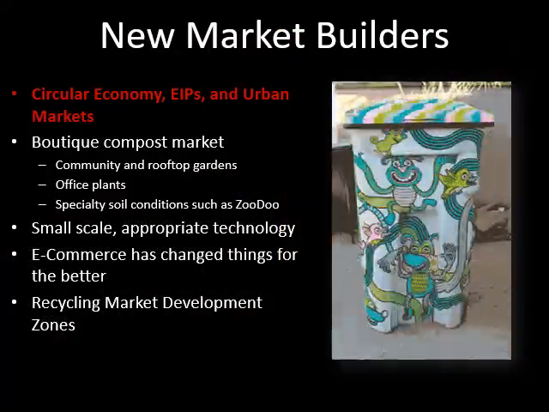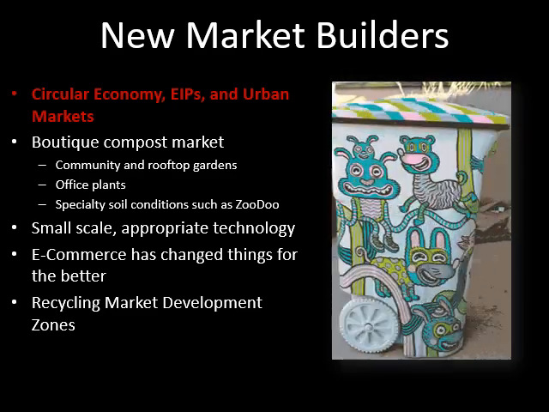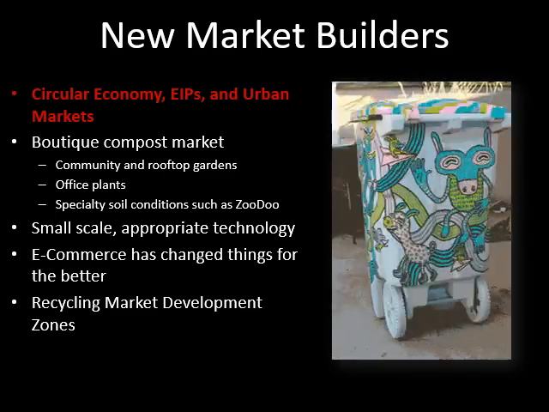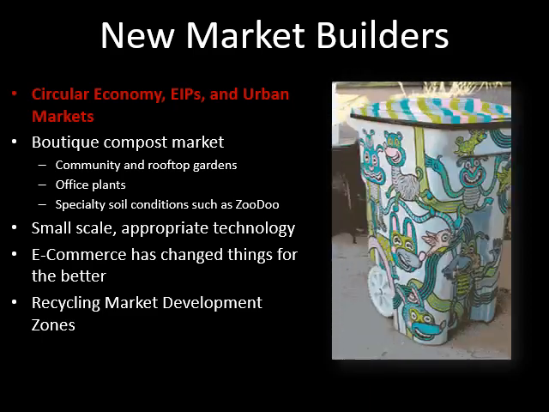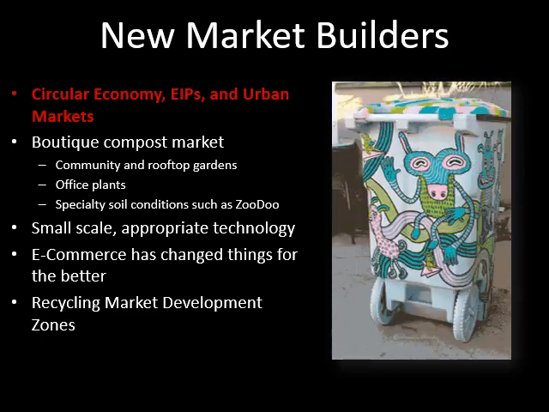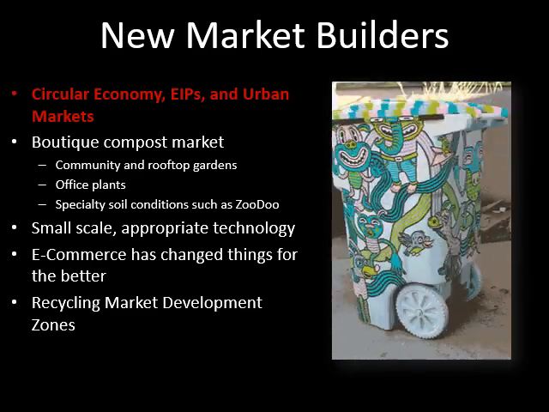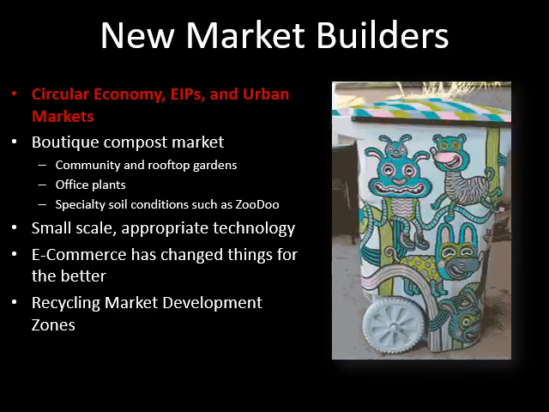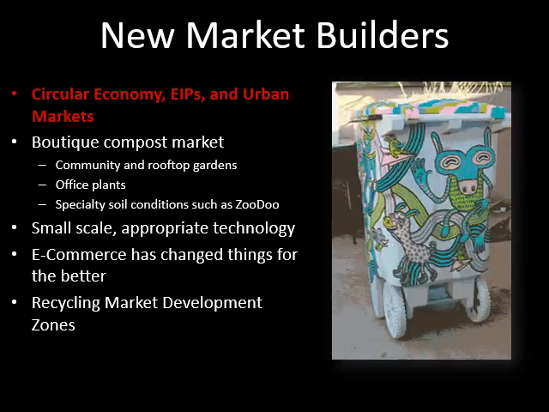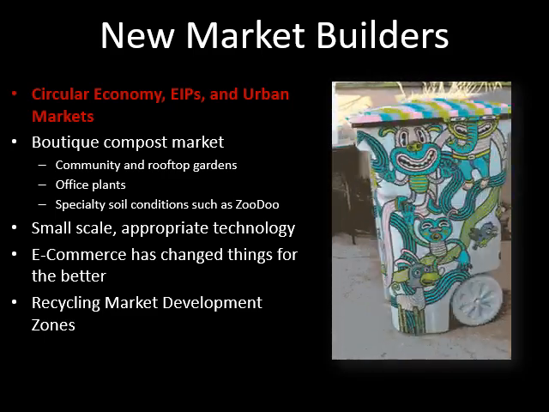Well, there are new market builders. The circular economy, EIPs, urban markets, I think are really primed for where we want to go. Corollary to that is the boutique compost markets. Community and rooftop gardens and office plants need to be fixed and maintained. Of course, now not as many people are at the office, so they're at home. Specialty soil conditioners such as Zoodoo, things like that can be developed. But generally, our businesses are going to be more small scale, appropriate technology.